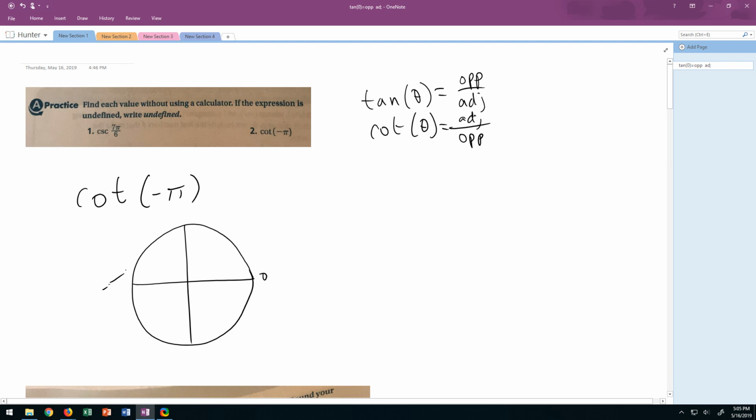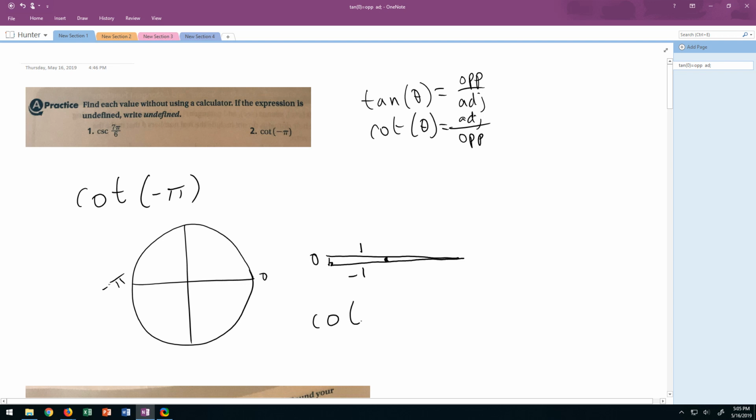So the triangle I'm going to be looking at, I like to think of this as an infinitely tiny triangle, where this is theta right here. And this has a height of 0, a hypotenuse of 1, and an adjacent of negative 1. Okay, let me get rid of this theta.